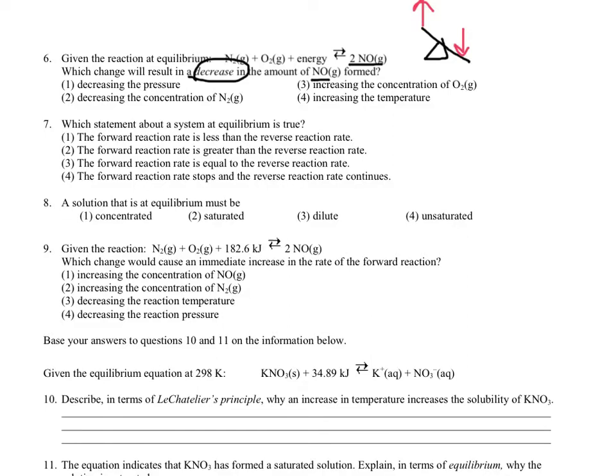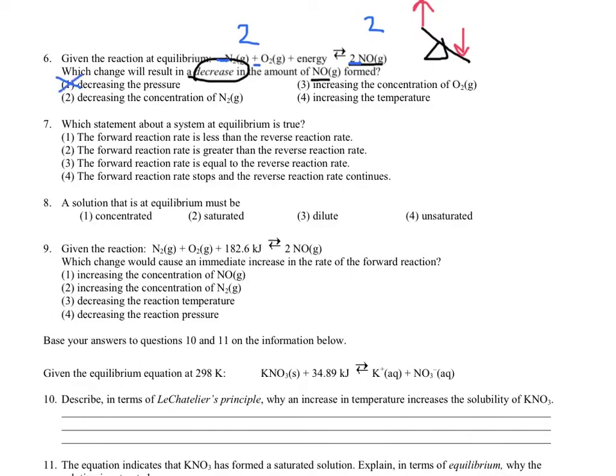Now pressure only affects gases, and pressure only affects gases that have a different number of moles on the reactant side as product side. Here we can see, based on the coefficients, the numbers that are in front of the formula, we have 2 moles of gas on the reactant side, and we have 2 moles of gas on the product side. So pressure will not affect equilibrium in any way.